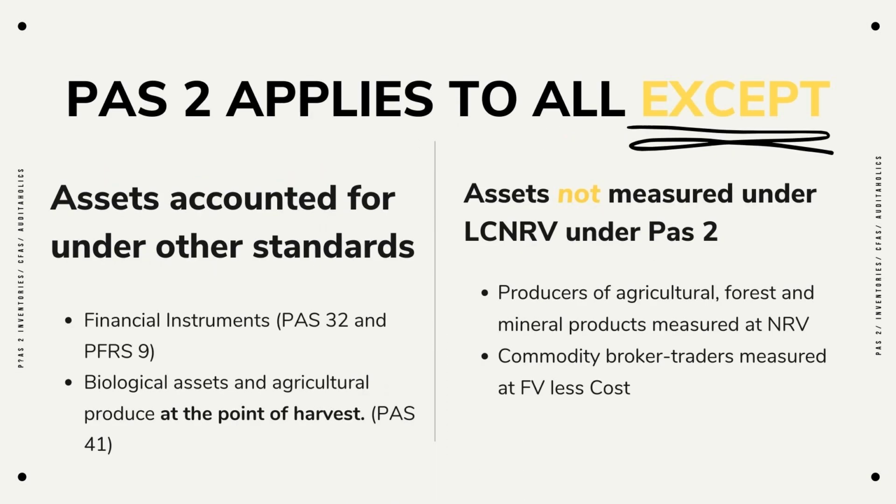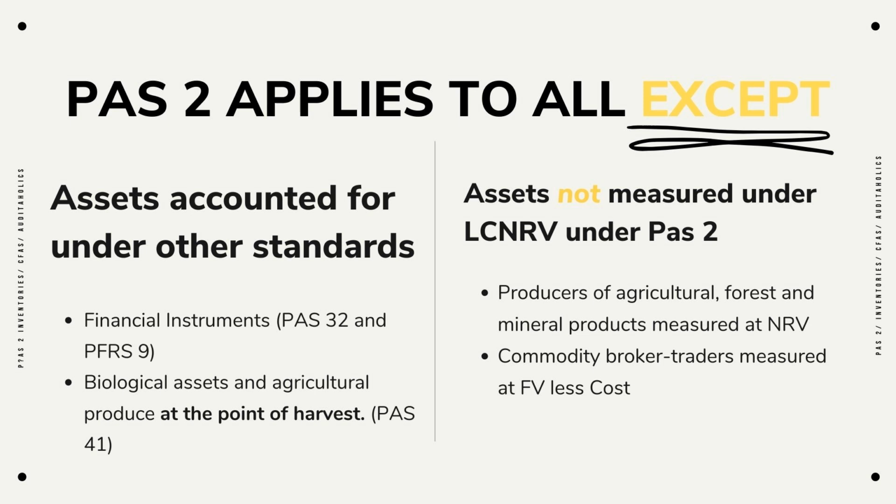Does PAS 2 apply to all inventories? No, for there are exemptions. One, because another standard applies for that asset. Another, assets not measured under LCNRV. First, another standard applies for that. An example is financial instruments, because PAS 32 and PFRS 9 are the treatment for that. Then, biological assets and agricultural produce at the point of harvest, because PAS 41 is the treatment for that. After harvest, PAS 2 is applied.